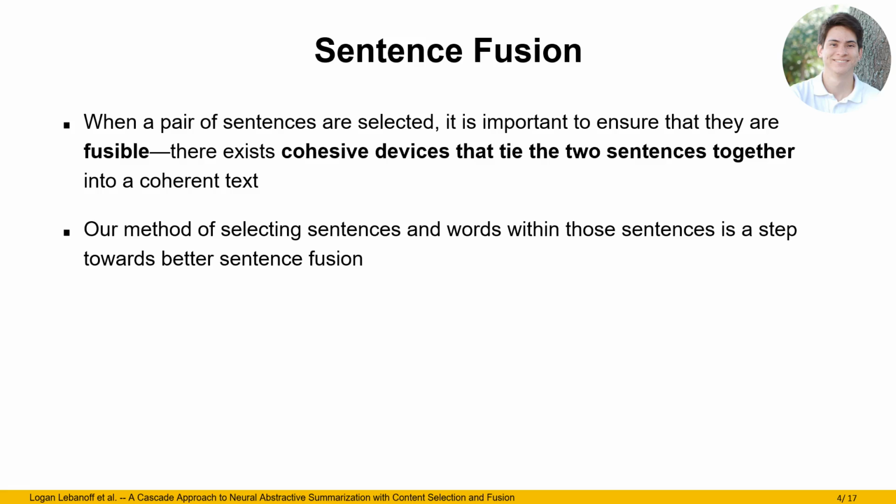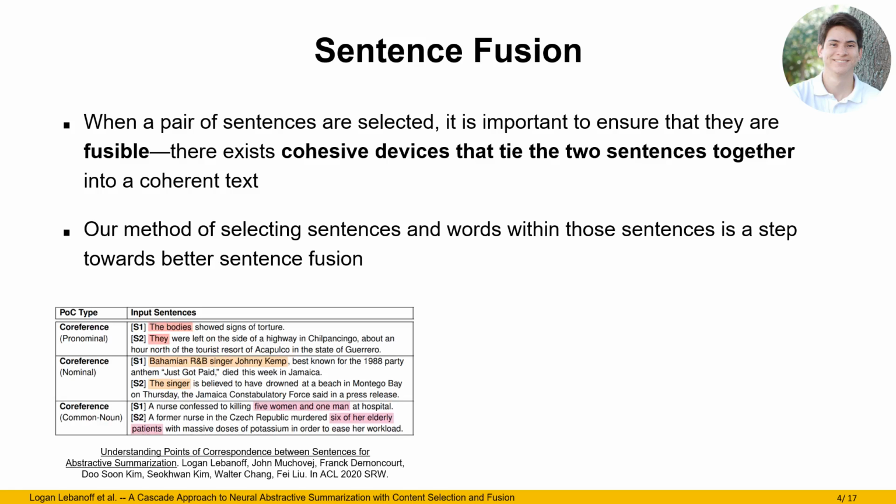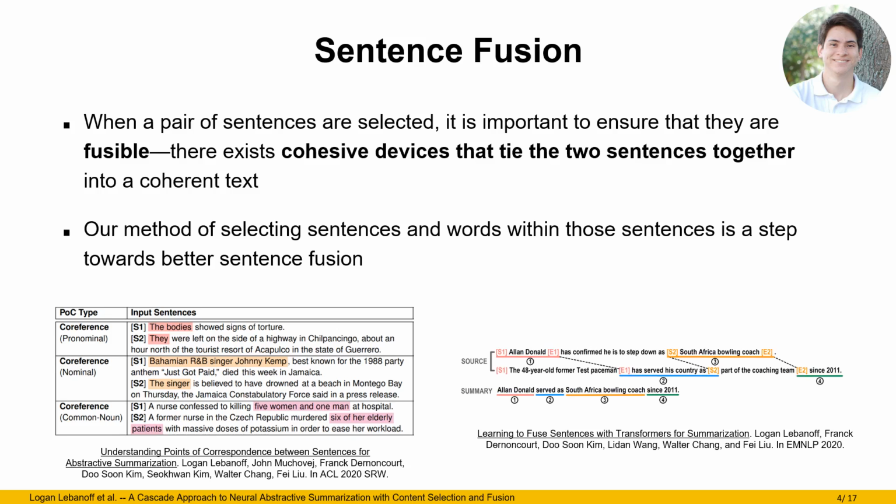I'd also like to point out that we have a couple of works dedicated to improving sentence fusion. The first is our dataset containing these cohesive devices that tie the two sentences together, presented at this year's ACL Student Research Workshop. And our work on learning to fuse sentences with transformers for summarization, presented at this year's EMNLP.